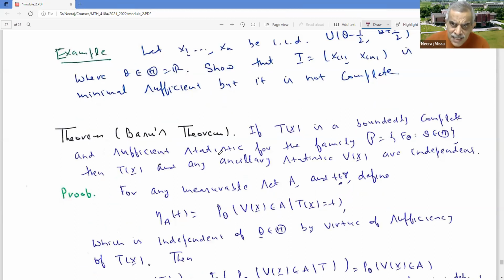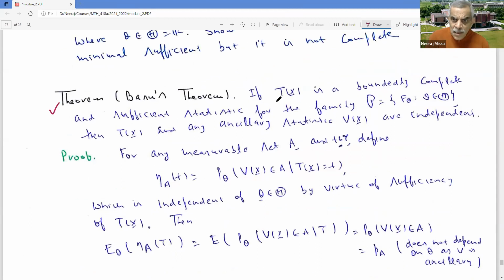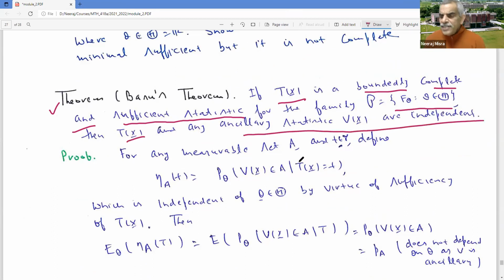It says that if T(X) is a boundedly complete and sufficient statistic, so T need not even be complete. What I need is that T is only boundedly complete and sufficient. If it is complete sufficient, it would certainly be boundedly complete and sufficient. But I need only that T is boundedly complete and sufficient for the family of theta. Then T(X) and any ancillary statistic are independent.